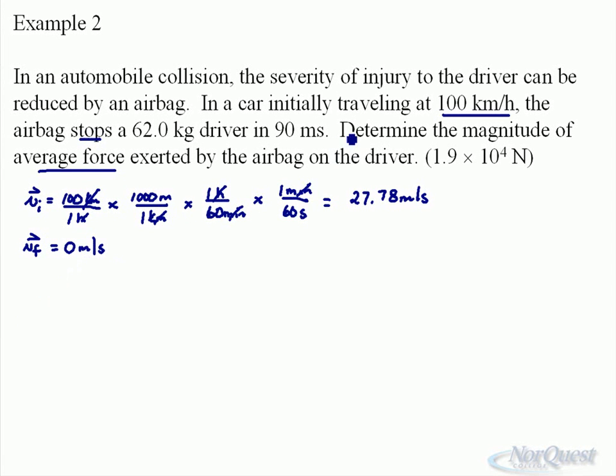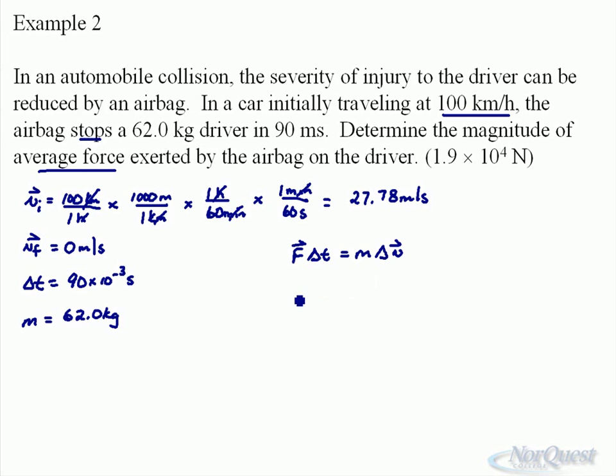We also know that we have the change in time that this took place, 90 milliseconds, which is 90 times 10 to the negative 3 seconds. And we have the mass of the driver, 62.0 kilograms. So because we're looking for force, we can start with that impulse formula. Force times change in time equals mass times change in velocity. We have everything in here. The driver of the car goes from 27.78 meters per second to 0 in the collision. We have the change in time.